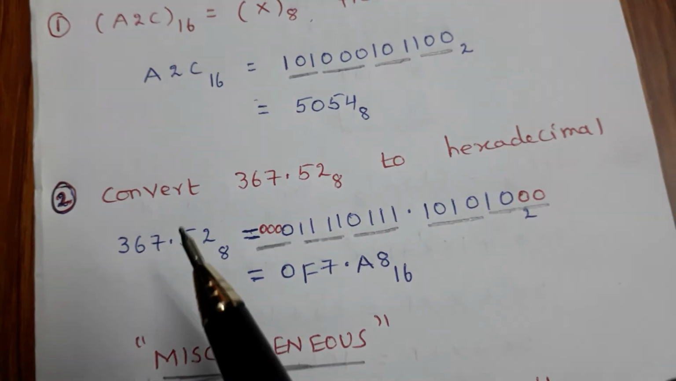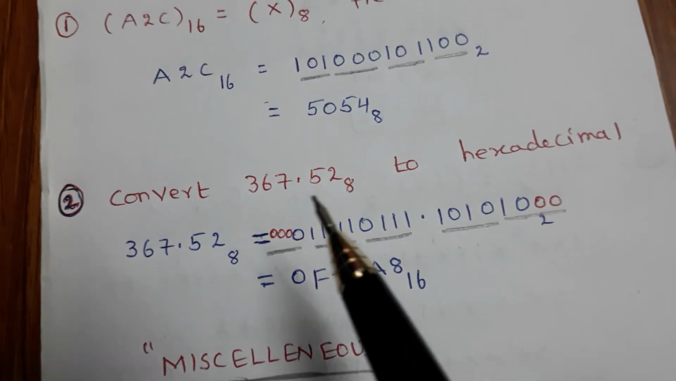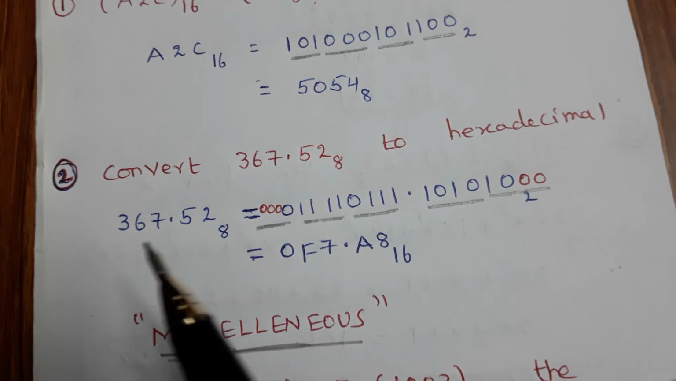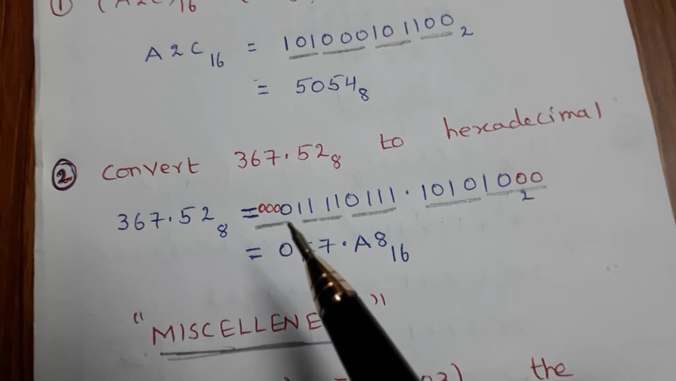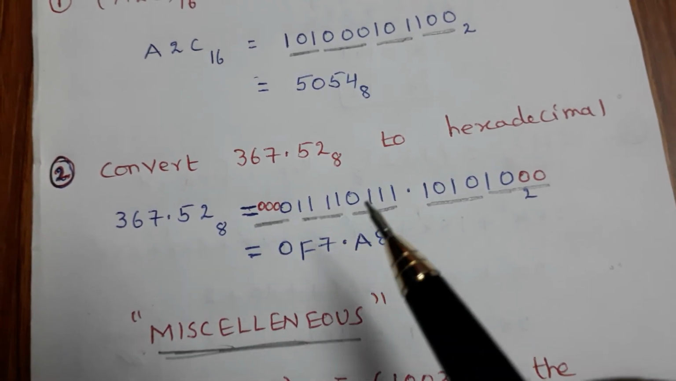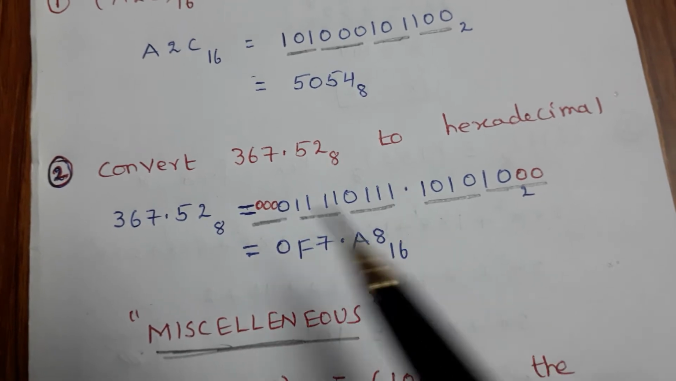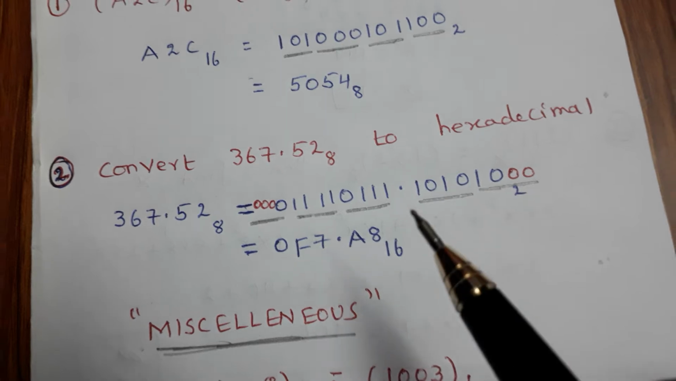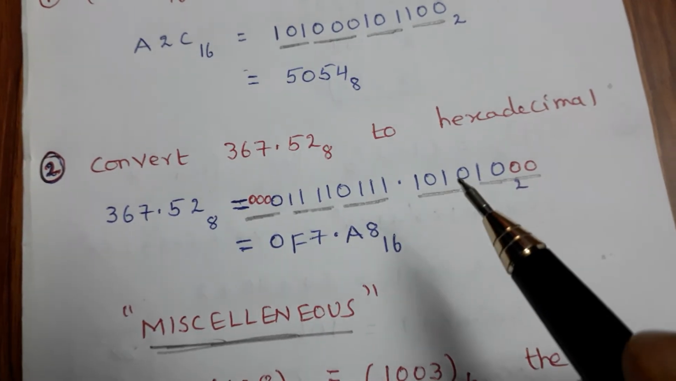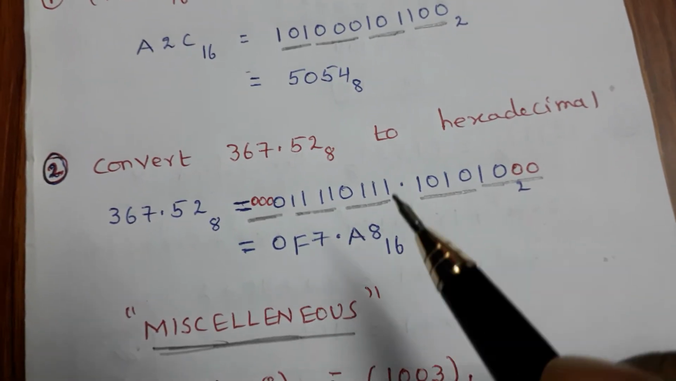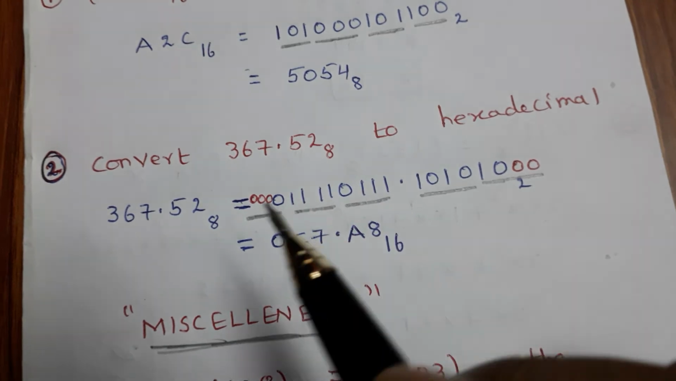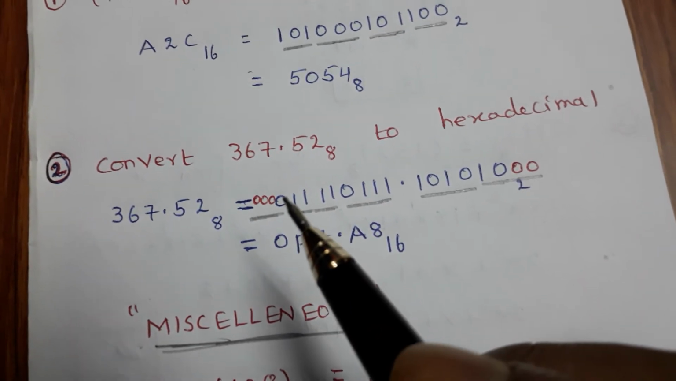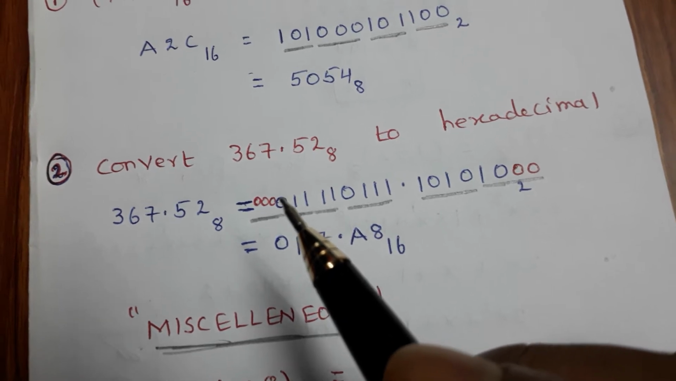Now look at one more example. Convert 367.52 octal to hexadecimal. First of all, if you observe, 3 can be written as 011, 6 can be written as 110, 7 can be written as 111, 5 can be written as 101, and 2 can be written as 010. Now this is in terms of binary. I want to convert this binary into hexadecimal. Therefore, I have to group 4 bits. Since in the last group, I didn't have 4 bits, I have only 1 bit.